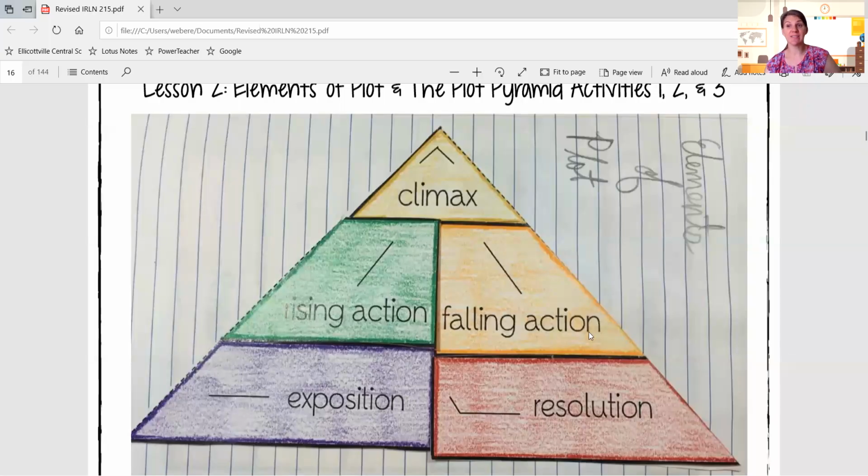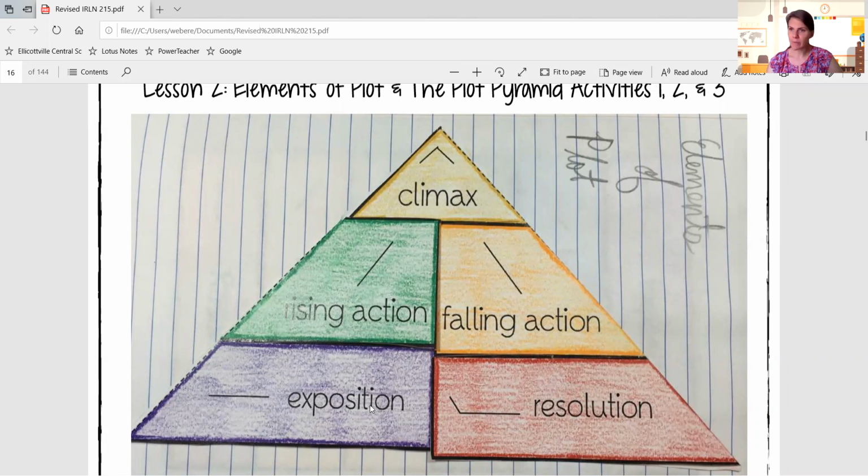Hi again. So this is the information for those of you writing the essay for the plot. What I'm going to do is put up on my screen the plot pyramid. And you can see in this picture, this is actually going to be our very first assignment, our first notes that we're going to do together.